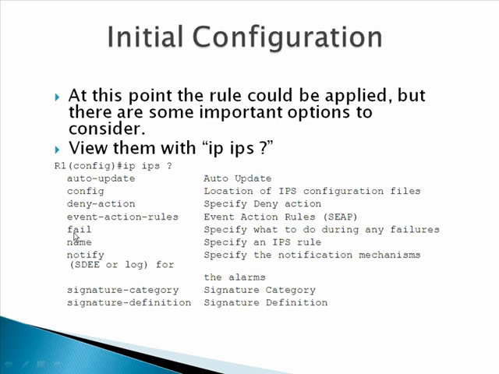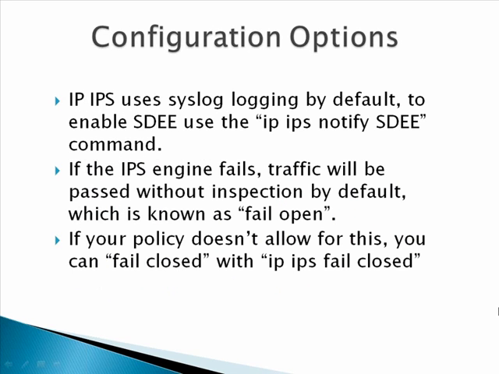Going back, we have this fail here. Specify what to do during any failures. What that means is failures of signature microengines or the IPS software itself. If that fails, it's set to fail open by default. Generally, that's what you want to have happen. You don't want all traffic on your router to just stop because the IPS engine crashed.